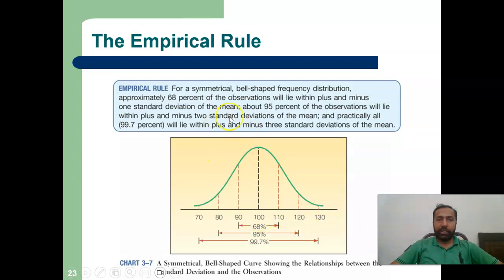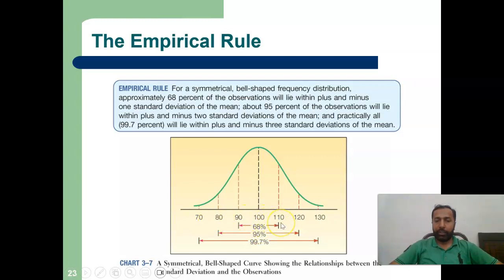So if the distribution is normal, then according to the empirical rule, 68% of the values or observations will lie within one standard deviation, 95% of the values will lie within two standard deviations, and 99.7% of the values will lie within three standard deviations. Here, if the mean is 100 and the standard deviation is 10, one standard deviation means 100 minus 10, which is 90, and 100 plus 10, which is 110. So between 90 and 110, 68% of all observations will lie.